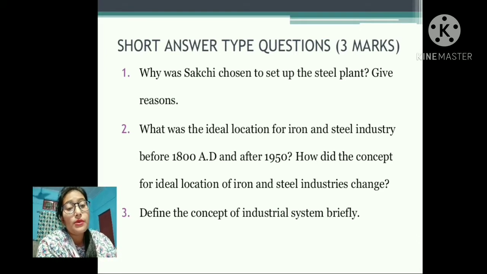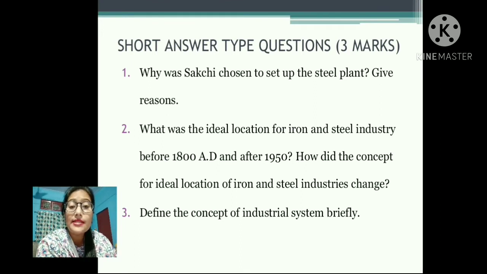So students, before 1800 AD, if you all remember, I told you that industries were set up in those places where there was availability of raw materials, power supply and running water, right? But later on, industries were set up in places which were near the coal fields, near the canals and near the railway stations.